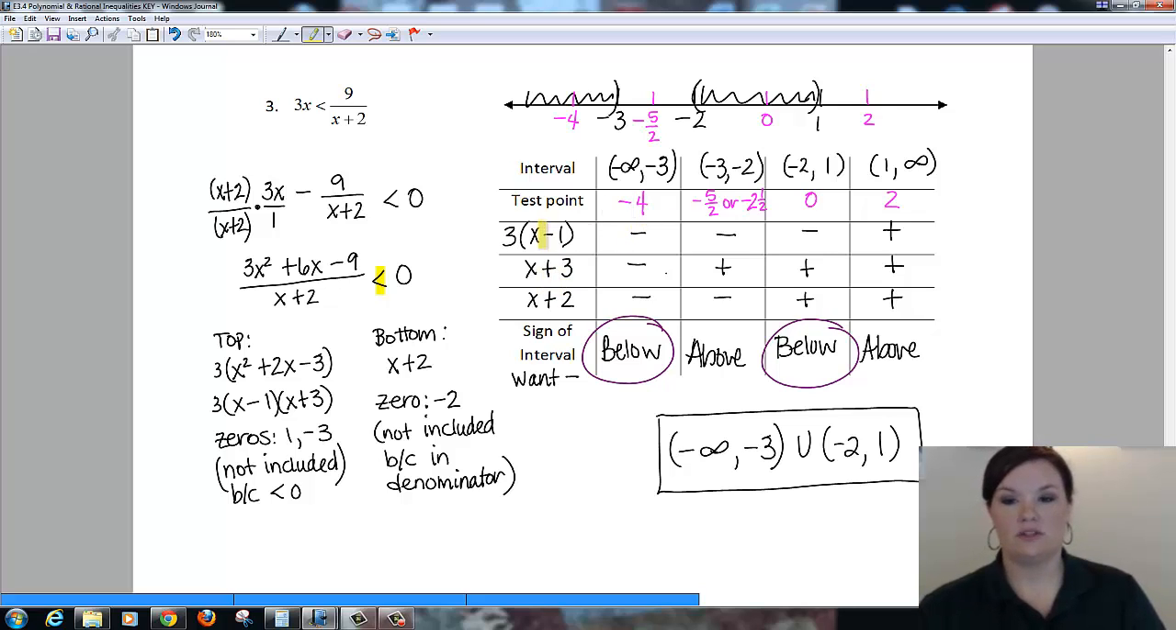So notice when I plug like -4 in here, -4 minus 1 is negative. If I multiply that by 3, it's still going to be negative. All right, so I end up with, since I want strictly less than 0, that means I want the negative intervals. The negative intervals are the ones where the y values are below the x-axis. So I have 2 intervals where it's below the x-axis, which is from -infinity to -3 and -2 to 1. So that's my solution. Make sure you're using parentheses on everything.